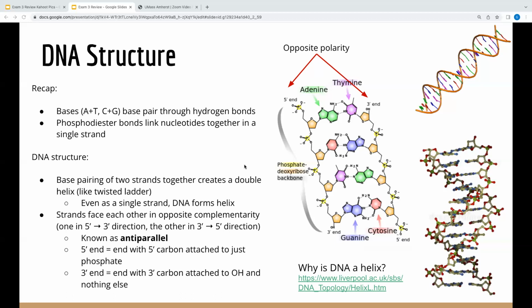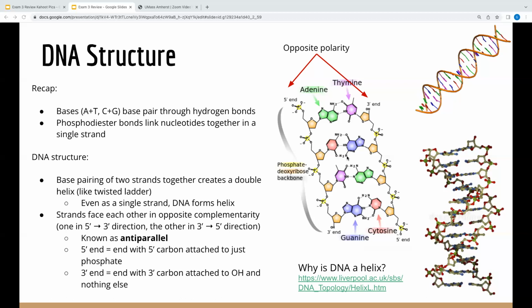They're double-stranded and they create a double helix, like a twisted ladder. The 5' end is the end, like I said, over here with the phosphate. But remember that the 3' end is where the next nucleotide is going to be added to the backbone.